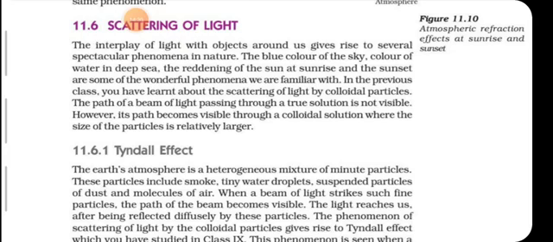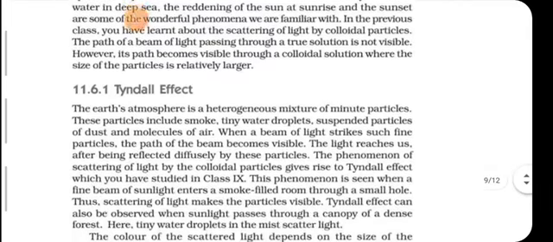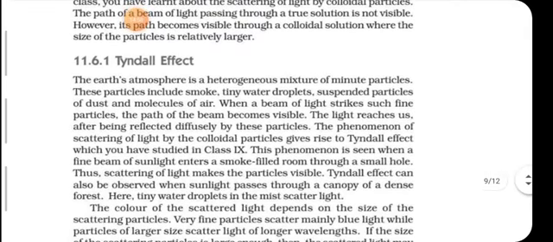Let us read that. In the previous class, you have learnt about the scattering of light by colloidal particles. The path of a beam of light passing through a true solution is not visible. However, its path becomes visible through a colloidal solution, where the size of the particle is relatively larger. What happens during this time? Let us see that.